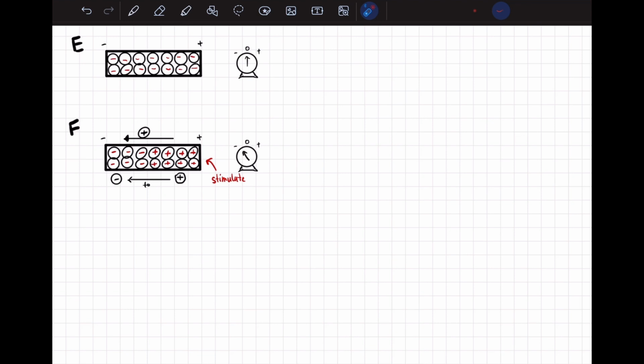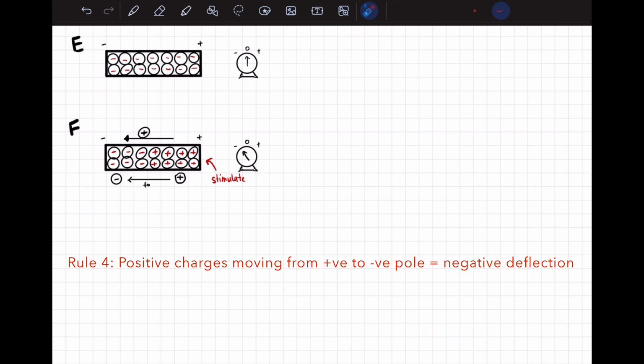Now let's consider another scenario. Diagram E is our resting state once again, and diagram F, now we'll stimulate the other side of the pole. So if we stimulate the positive pole, and the positive charge goes from the positive pole towards the negative pole, we will get a negative deflection. And this leads to our final rule. A positive charge moving from positive to negative pole will give you a negative deflection.